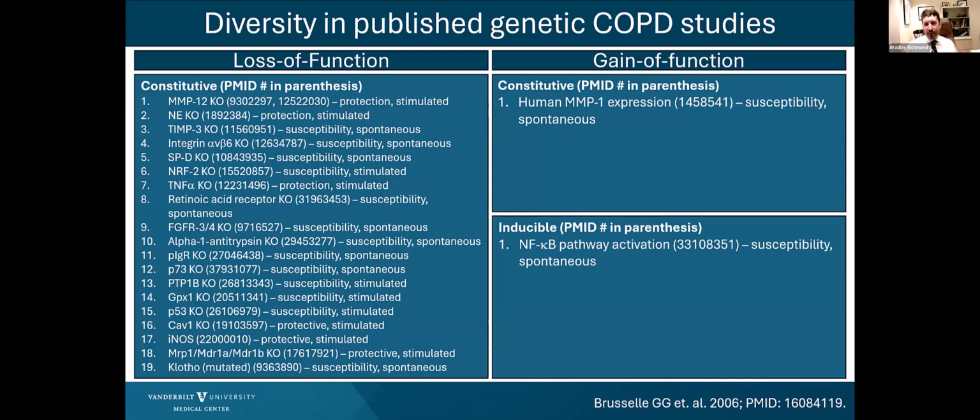But I just wanted to point out that most of our models are loss of function and most of our models are constitutive. And within that group, there's really a huge number of things that you can search the literature to see if it might be relevant to a particular pathway that you're studying. There are examples of gain of function and some inducible, but they're a little bit more rare.